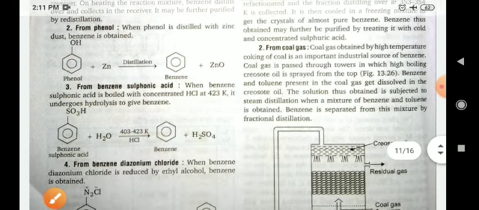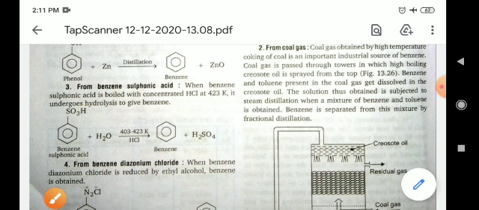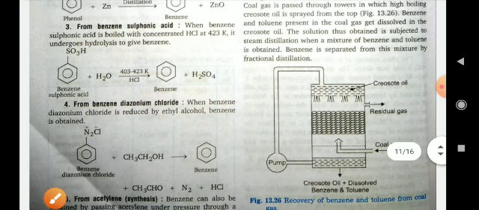Okay, next from benzene sulfonic acid. So what is benzene sulfonic acid? When an SO3H group is present on the benzene ring, it is known as benzene sulfonic acid. When it reacts with water at this temperature, then benzene will form and H2SO4 will form.